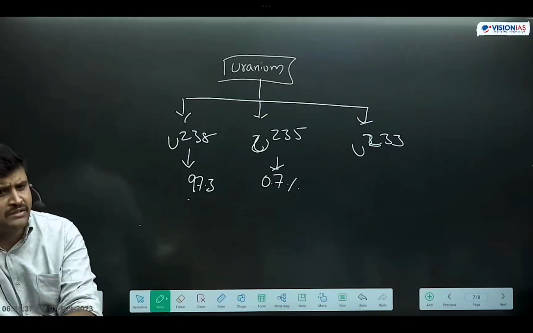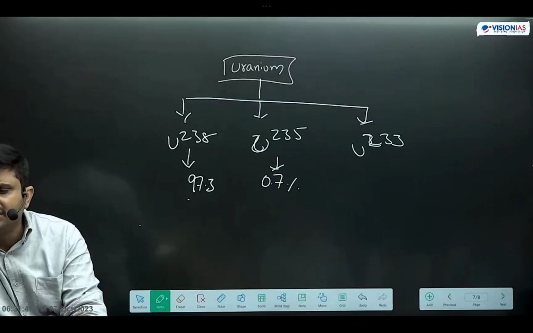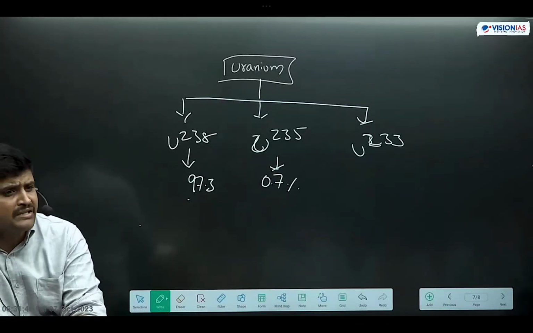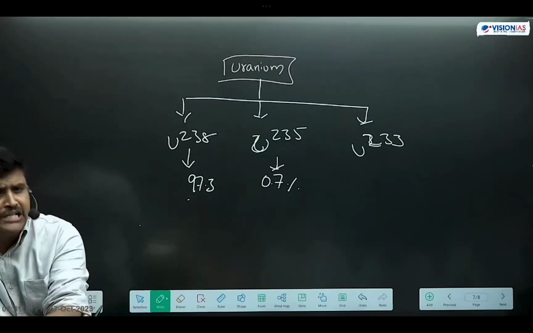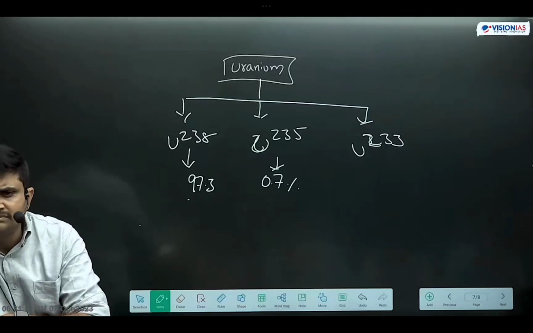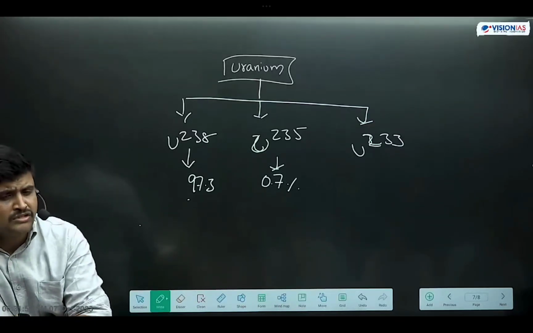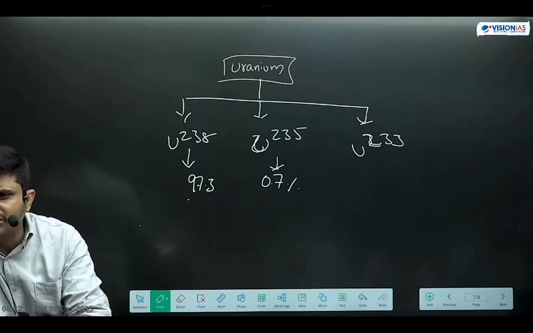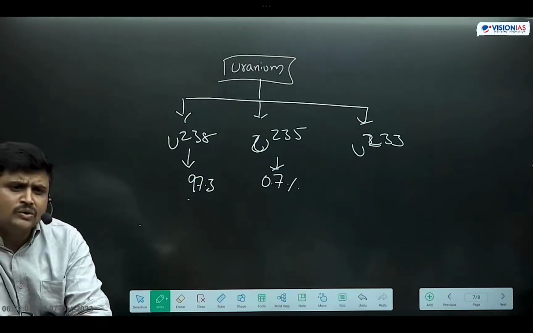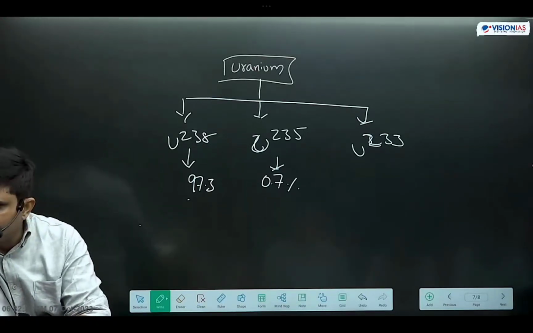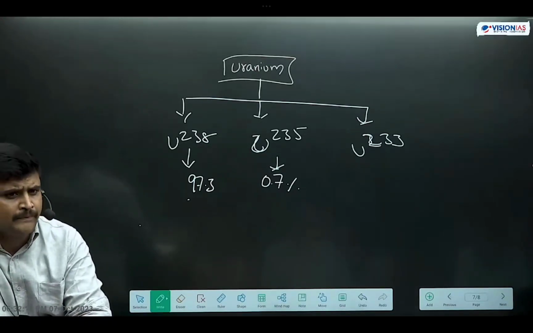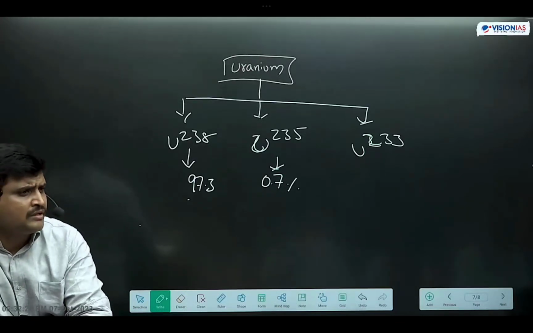If you enrich up to 20%, we call it highly enriched uranium, which is used in defense nuclear reactors of submarines, aircraft carrier ships, and the like. If you enrich up to 90%, we call it weapon grade uranium, which is used in nuclear weapons. So enrichment means nothing but enhancing the concentration of uranium 235 in uranium 238. Any nuclear fission reactor in the world uses uranium 235 as fuel. Uranium 238 is not used as a fuel because it doesn't have fissility.